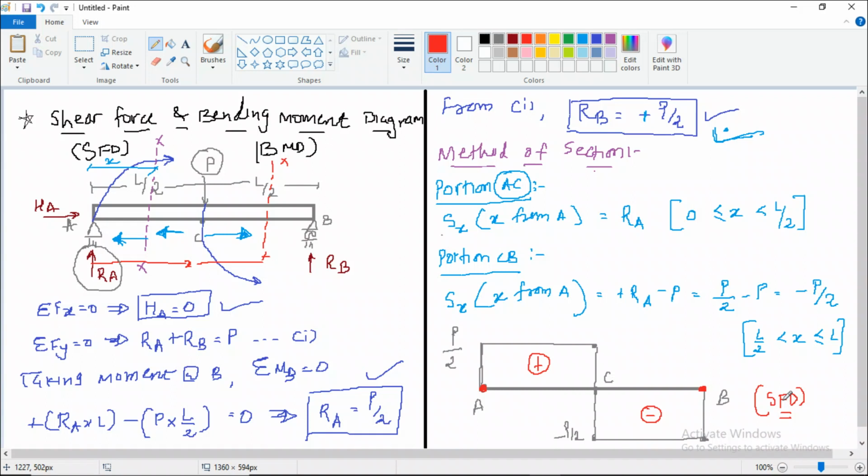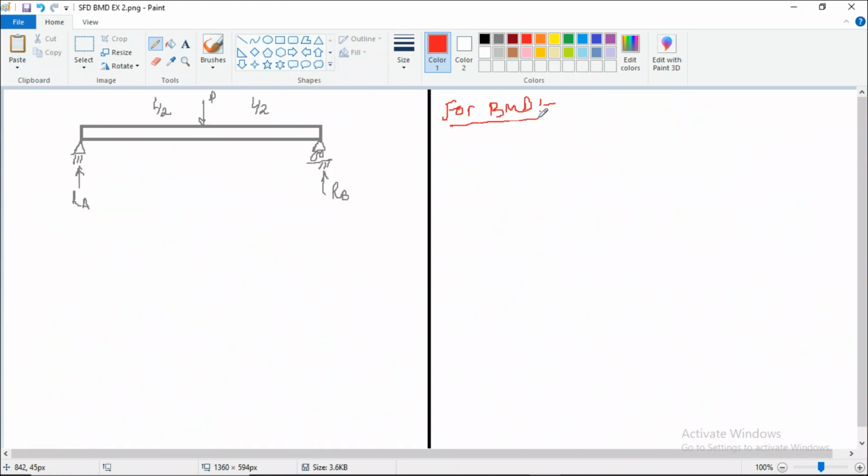Now next, let us understand how we draw the bending moment diagram. Now for the bending moment diagram, again we select the same portions. So first let us start with portion AC. So this is ACB. So for portion AC, again we consider the same section XX at distance x from point A.